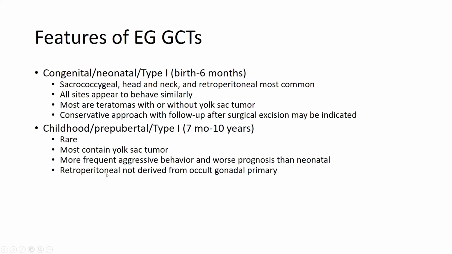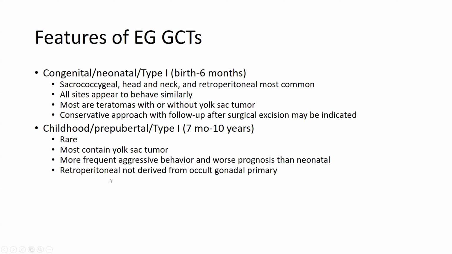And the retroperitoneal lesions are not derived from an occult gonadal primary. So when you think about gonadal primary germ cell tumors, they typically occur in the gonads and can metastasize to areas in the retroperitoneum.